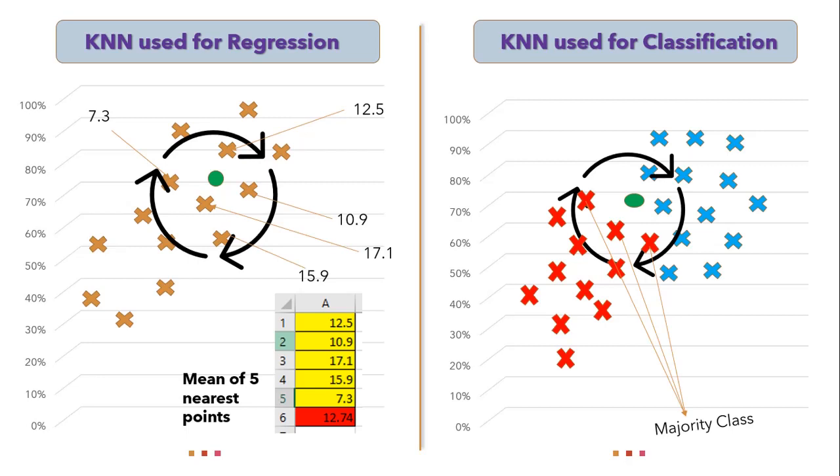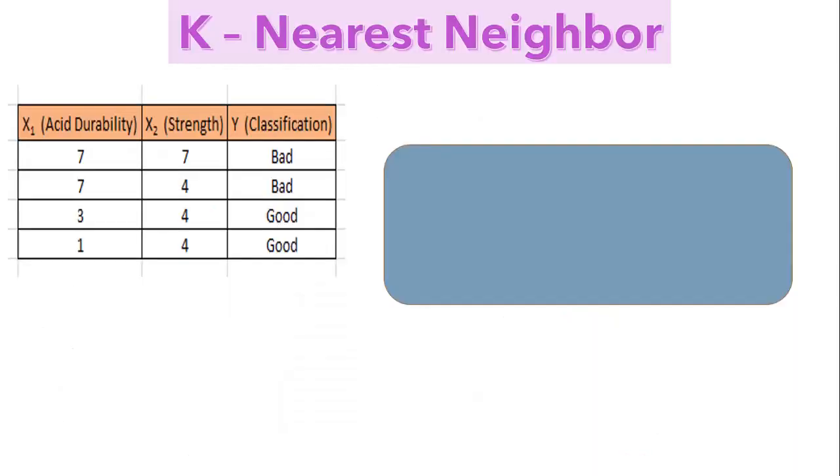So guys, let's quickly look into one real world problem where we'll try to find the k value, Euclidean distance between points, and classify the unknown point. So now we have a data set as shown on the screen, where we have two independent variables, x1 as acid durability of a paper and x2 as strength of a paper, and one dependent variable y, which will be categorized as whether a paper is good or bad. Now suppose we have produced one paper with attributes x1 as 3 and x2 as 7, and we have to classify it as good or bad.